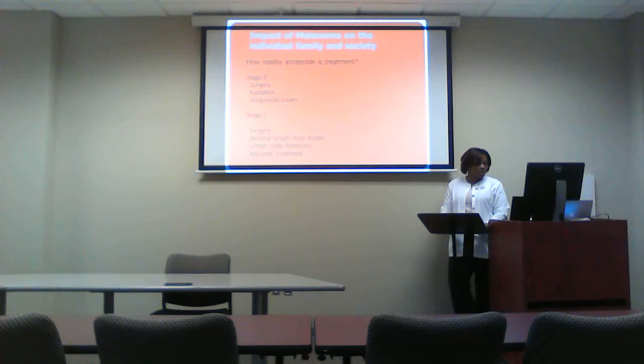The impact of melanoma, I'm still discussing that. How readily accessible is the treatment? It's pretty accessible depending on the stage. For stage 0, surgery is pretty much an option for any stage because we want to get rid of the melanoma so that it doesn't spread to other organs, metastasize. Radiation is also an option for stage 0.